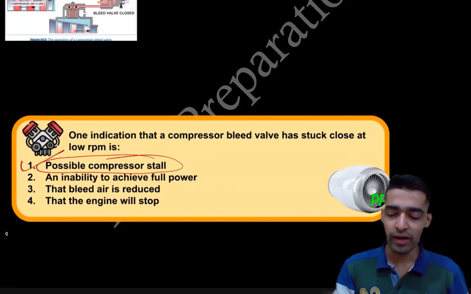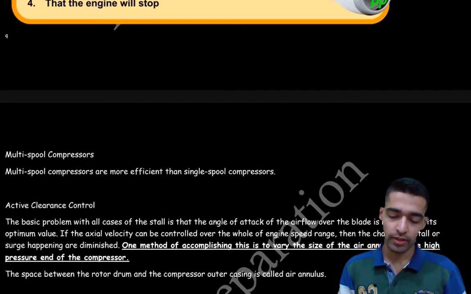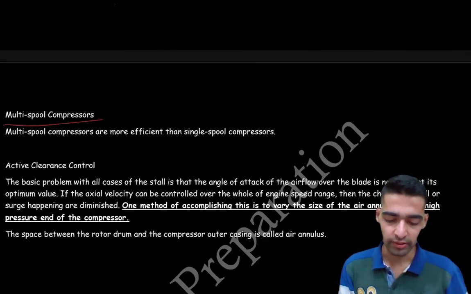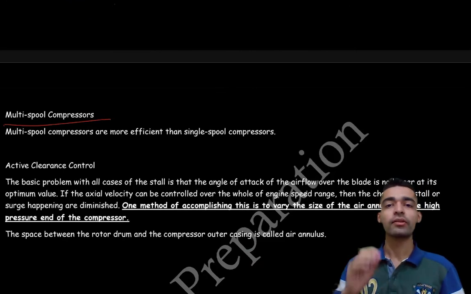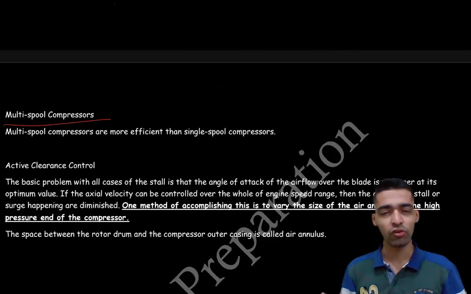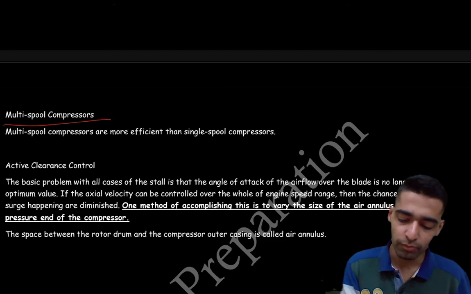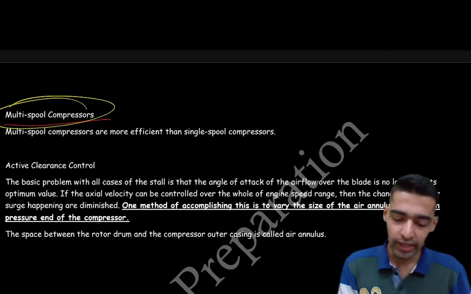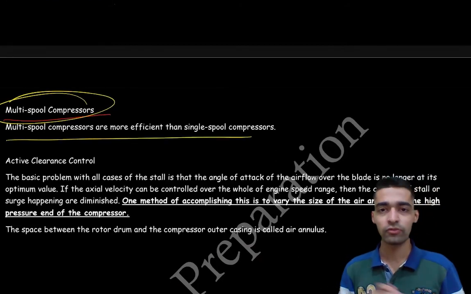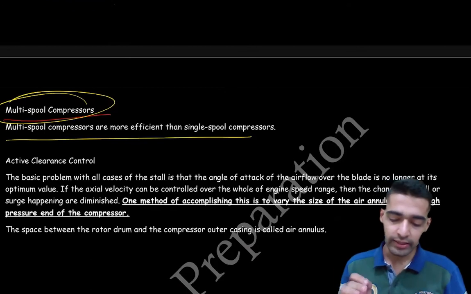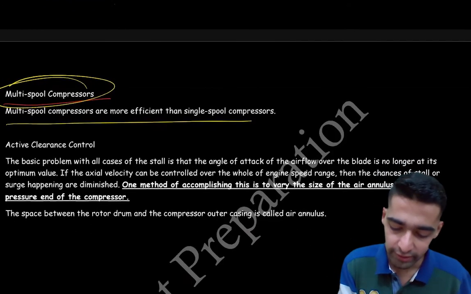Now let's come to the next part, which could avoid the surge. That is the multi-spool compressor. If you have a single spool compressor, that will have high chances of surge and stall. Whereas a multi-spool compressor is more efficient, and that is the reason it has less chance of getting stalled and surge. Then we have the last but not the least, that is active clearance control.